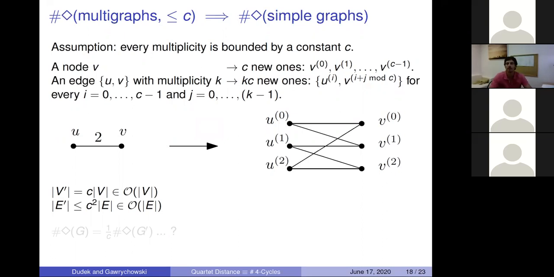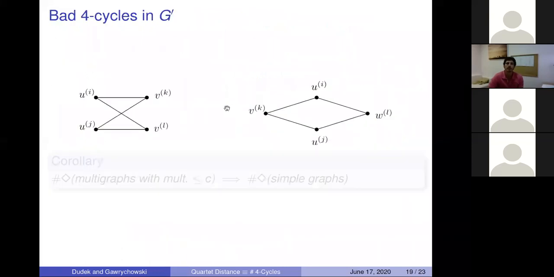And the number of cycles increases by roughly a factor of C, because it's up to you which is the copy that you start, and then it's fixed. But it's not exactly true. There is some additional part that you need to cancel out. The additional part is that you will create new cycles in this graph that don't really correspond to simple cycles in the original graph. So you have to analyze this carefully.